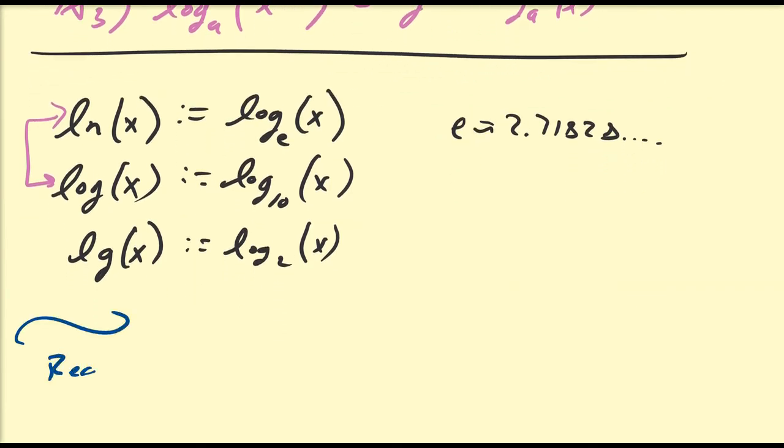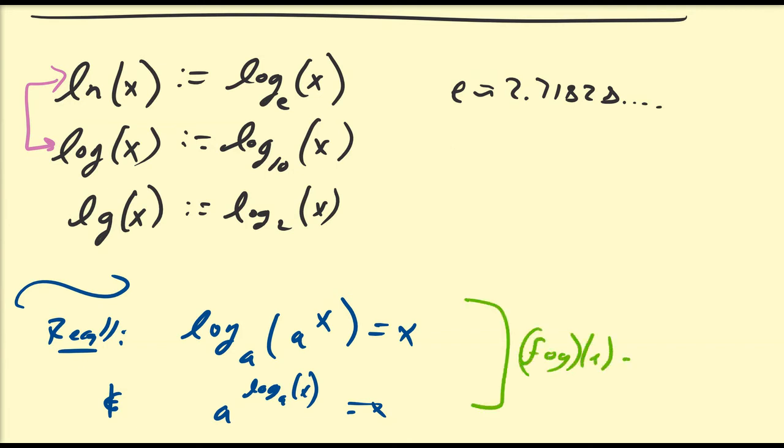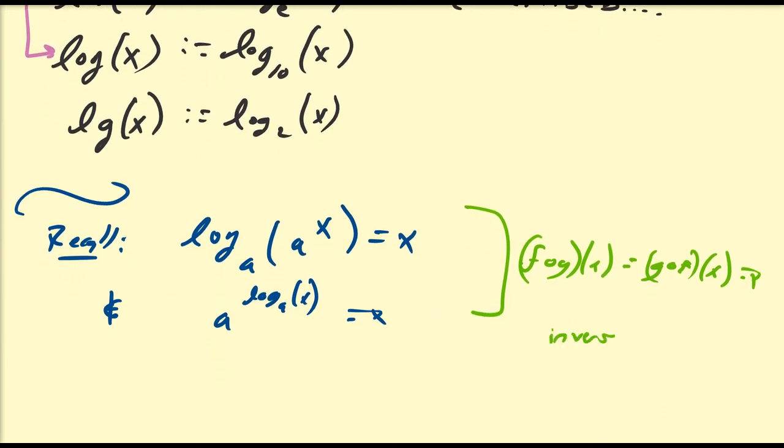All right, so again, recall, since logarithms and exponentials are inverses, the log base a of a to the x is equal to x, and a to the power log base a of x is equal to x. So this is another way of writing f composed of g of x equals g composed of f of x is equal to x, right? For all x in the common domain of f and g, right? So that's the definition of inverses. Right, so those are the inverse properties.